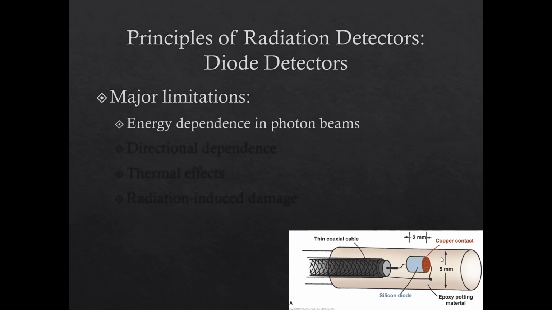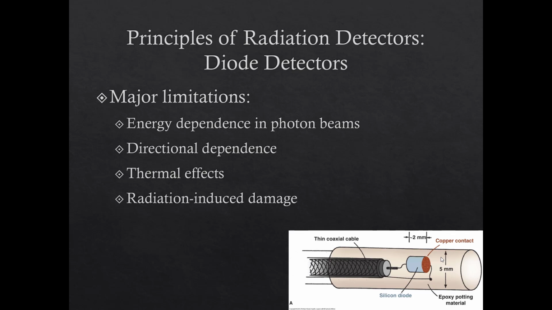Some of the major limitations are that it has a pretty strong energy dependence, a directional dependence, thermal effects, and also radiation-induced damage. So you just have to be cautious and know when to be using a diode detector. When we start talking about PDDs and profiles, we'll see that diodes are really excellent for measuring profiles, but there are some limitations with percent depth dose because there is an energy dependence. We'll talk more about that as the application becomes a little bit more clear.